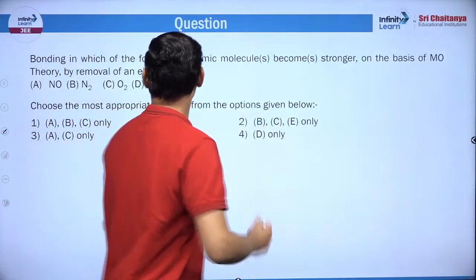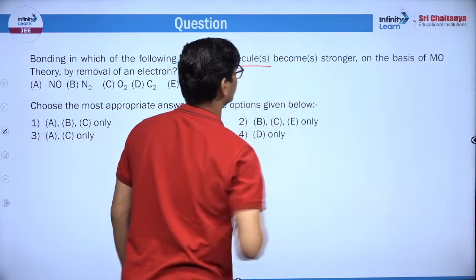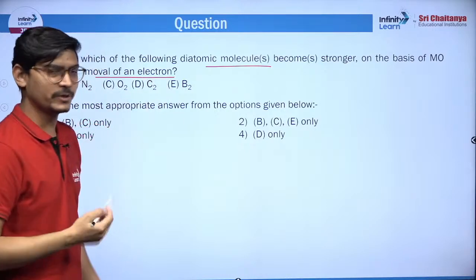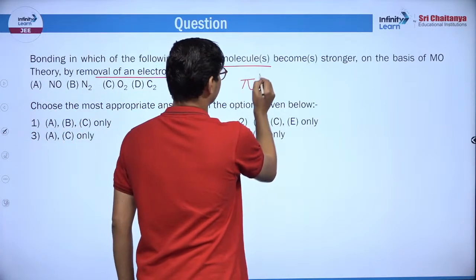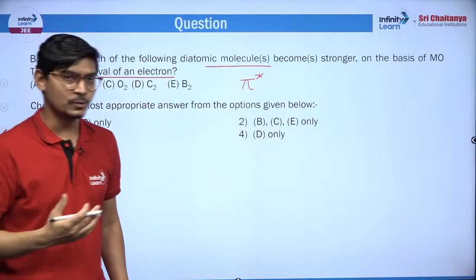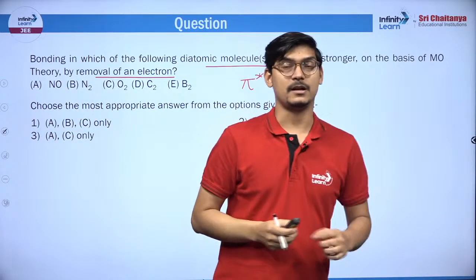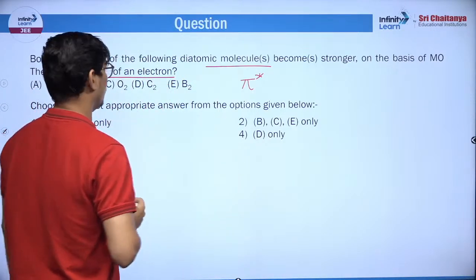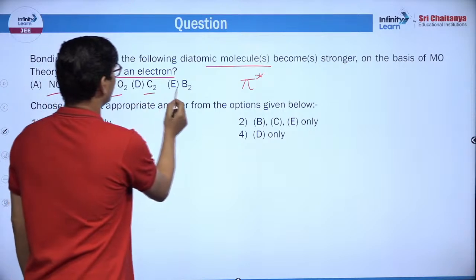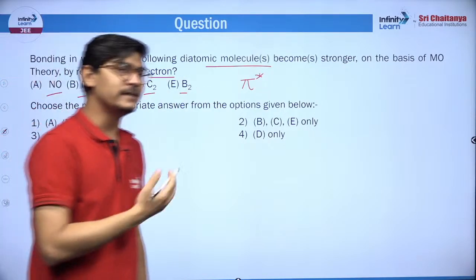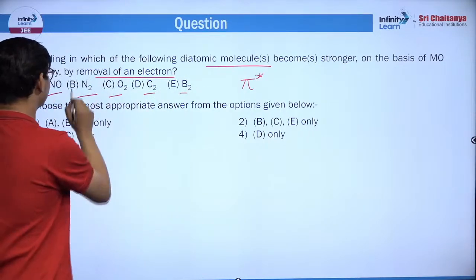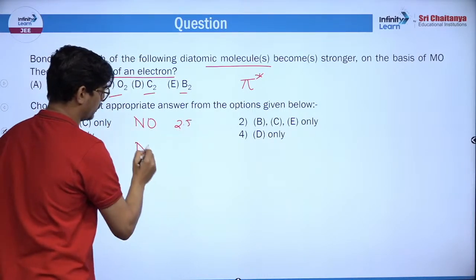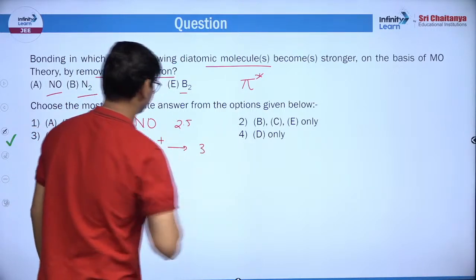First question was: bonding in which of the following diatomic molecules becomes stronger on the basis of molecular orbital theory by removal of an electron. So it's very clear, if the last electron is in anti-bonding orbital, then of course removal of an electron will decrease the number of electrons in anti-bonding orbital and hence bond order will increase. Now you just have to find out in which of these species the last electron is present in anti-bonding orbital. Okay, so let's see. In NO, the bond order of NO is 2.5 and the bond order of NO plus would be 3. Right, there are 14 electrons.